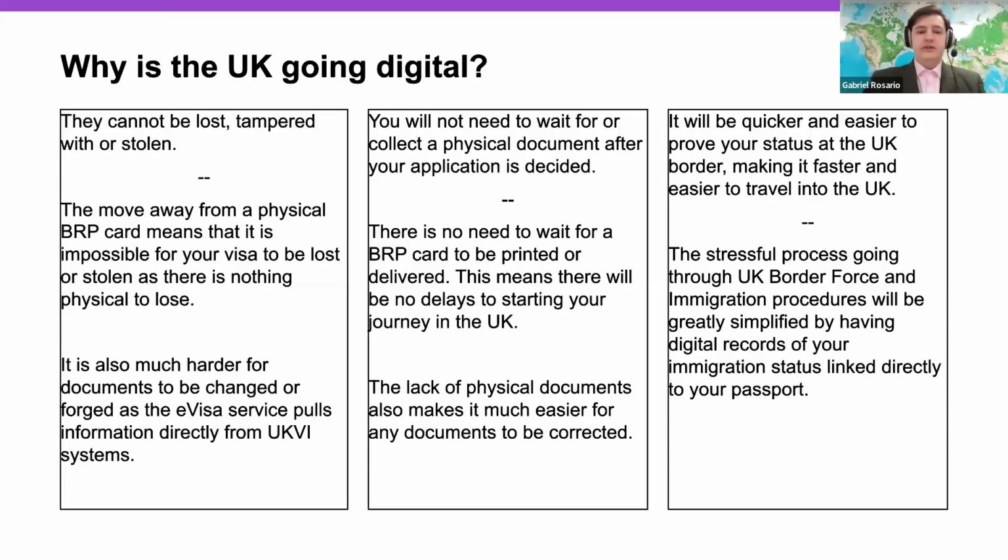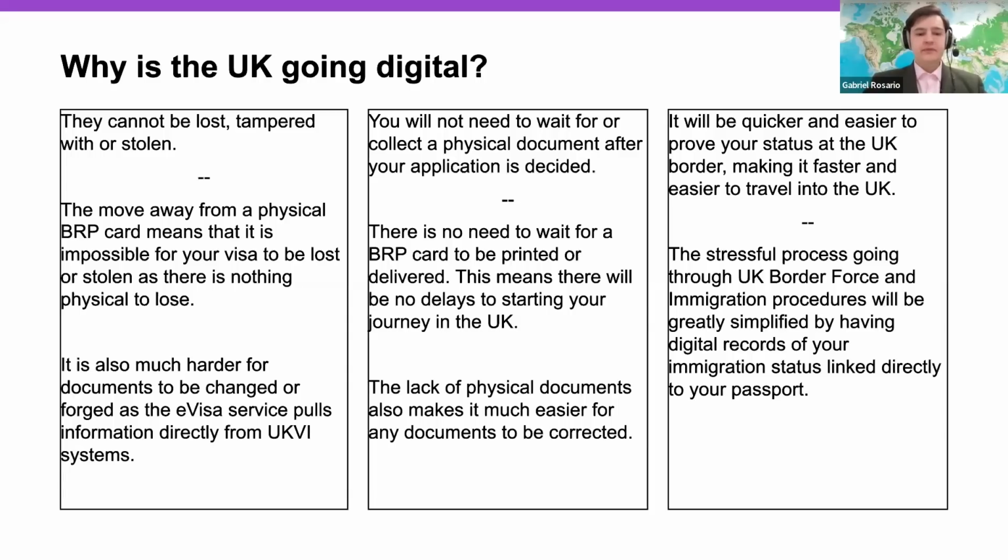So the reason the UK government has gone digital with their immigration system is three-tier. The first is that they cannot be lost, tampered with, or stolen. This is the primary reason that the UK government has decided to move digital, and it is so that there is no longer a risk for you as individuals that you may lose or have a BRP card stolen, which will save you the cost and the time of replacing any visa documents, as all of your documents will be stored online and free to access.